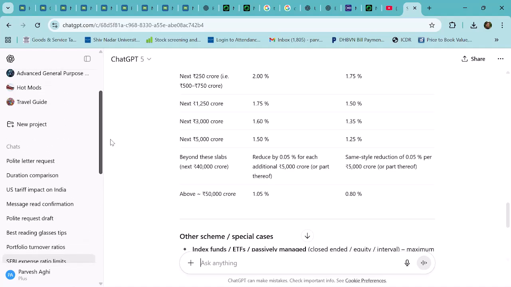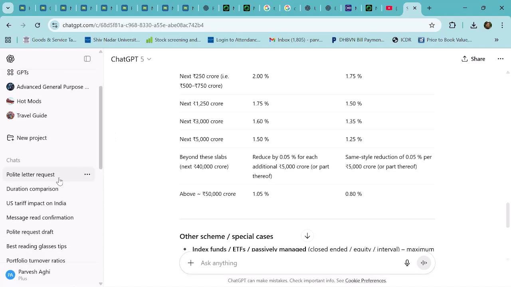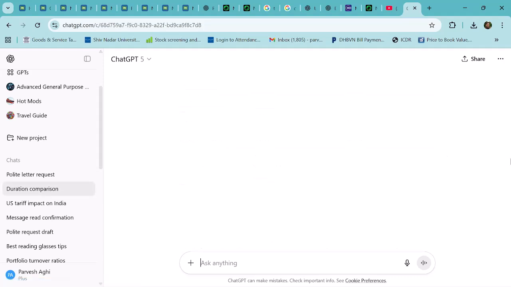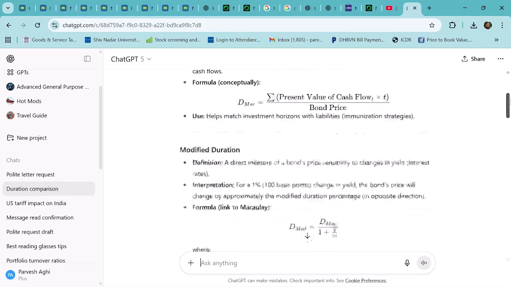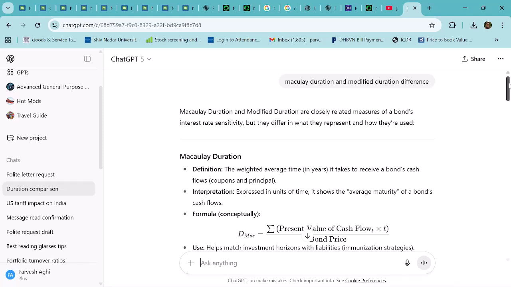So I asked the same question from ChatGPT, and let's see what it has said. Just read this. Macaulay duration and modified duration are closely related measures for bonds' interest rate sensitivity, but they differ in what they represent and how they're used. Okay, Macaulay duration, hold on. So it is interest rate sensitivity. Now it is very difficult to pronounce the word sensitivity. As you also read, you also fumbled a bit. So it happens with everyone.